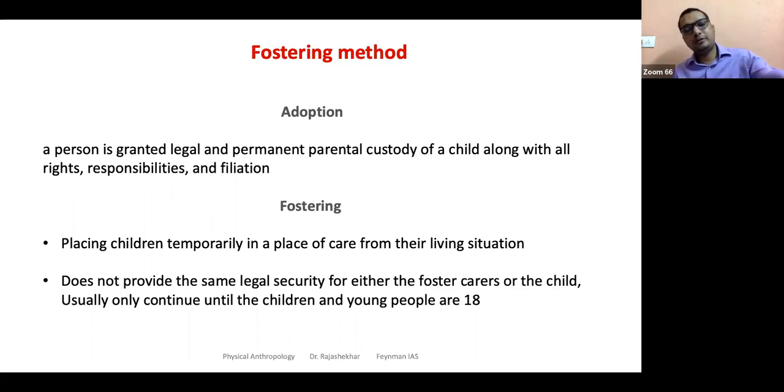Just to explain two different scenarios. But here, I don't think it matters too much to us for the time period we study here. But some books say adoption studies, and in the syllabus, they gave fostering method.